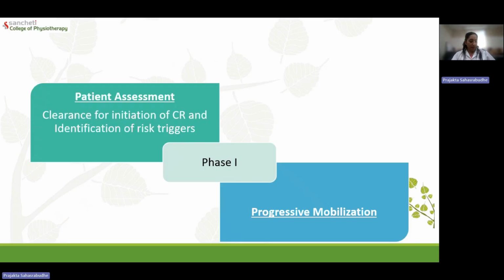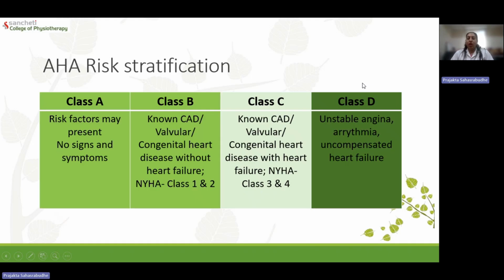As I mentioned earlier, the first part is the patient assessment, and then we have to go for the progressive mobilization for the patient, which are two aspects of phase 1 rehabilitation. Patient assessment is focused on clearance for initiation of cardiac rehabilitation and identification of the risk triggers, whereas progressive mobilization goals I have already explained. Now, when we are doing patient assessment, the first thing is that we need to screen the patient, that who is eligible to receive phase 1 cardiac rehabilitation.